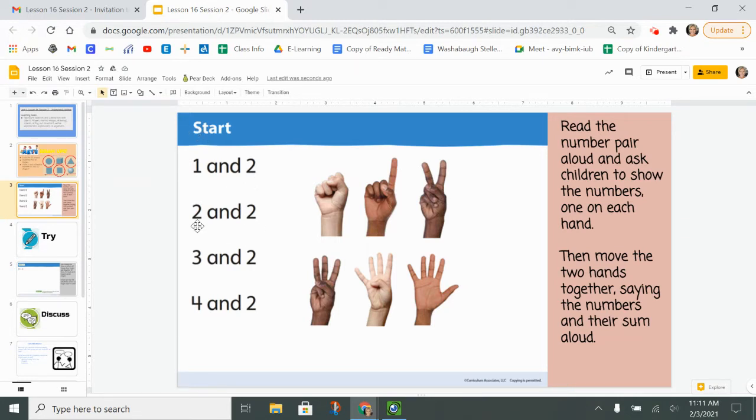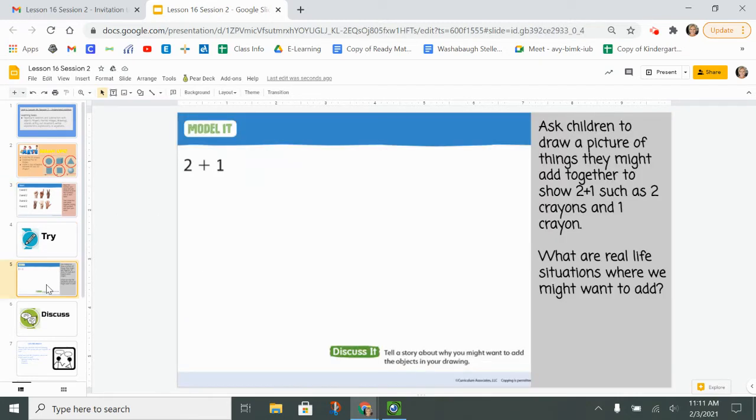Show me two and two. Now, put them together. 2 plus 2. Yes, 4. Good. Let's do this one. 3 and 2. Put them together. 3 plus 2 is 5. Good. Last one. 4 and 2. Put them together. 4 plus 2 is 6. Good. Excellent job adding.